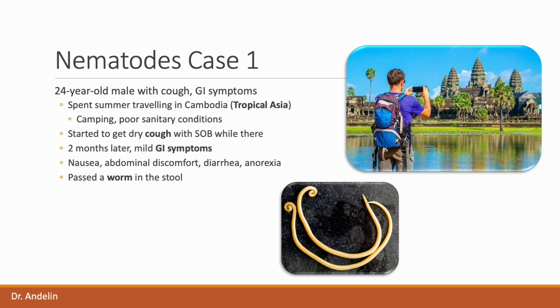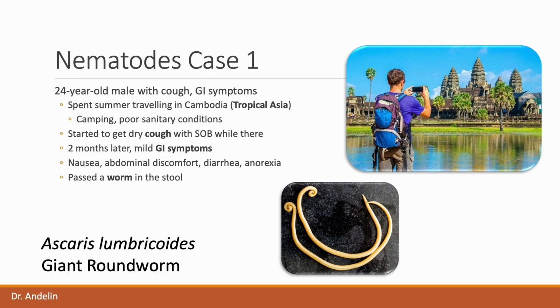Two months later, now back home in the United States, he starts having some mild gastrointestinal symptoms with nausea, abdominal discomfort, diarrhea, and anorexia. This leads up to him passing a worm in his stool, similar to the one in this picture here. This is a case of Ascaris lumbricoides, or giant roundworm.